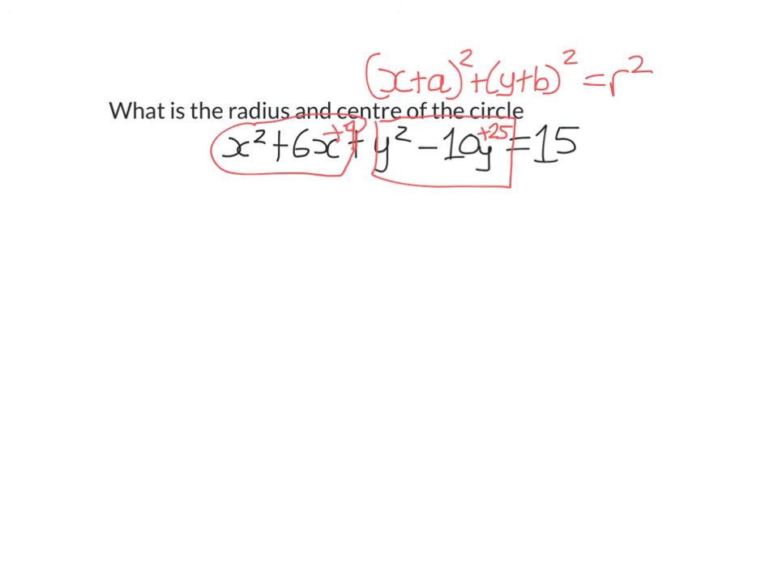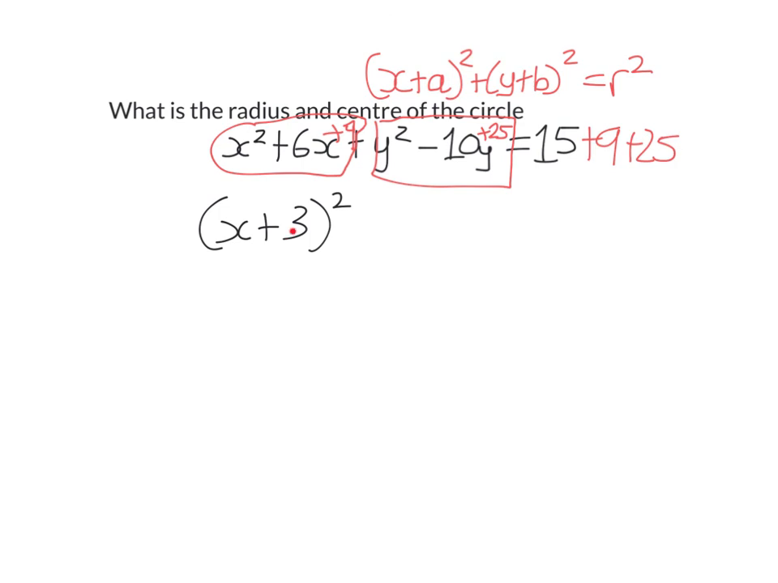But I can't just add 9 and 25 wherever I please. That would change the equation. So what I'm going to do, because I added 9 and 25 to the left-hand side, I'm going to need to add 9 and 25 to the right-hand side. So this here is (x + 3) squared. I know it's x plus 3 because 3 is half of 6.